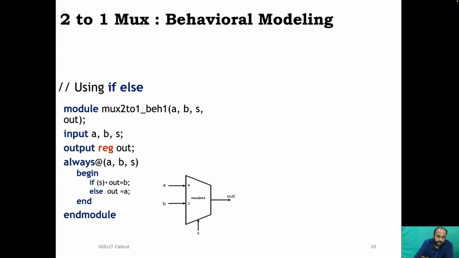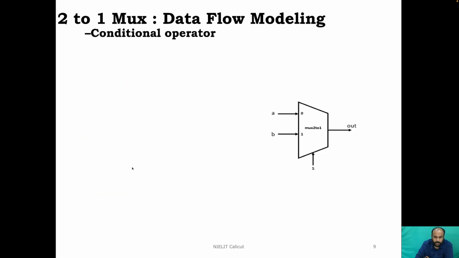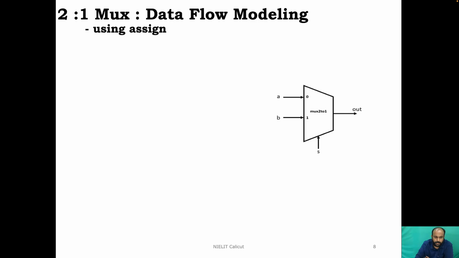To cut it short, as a rule of thumb, you can remember it this way: whenever you have a variable which is assigned inside an always block or an initial block, or assigned within a begin and end, it must be declared as register data type, because it is not getting updated every instant of time.